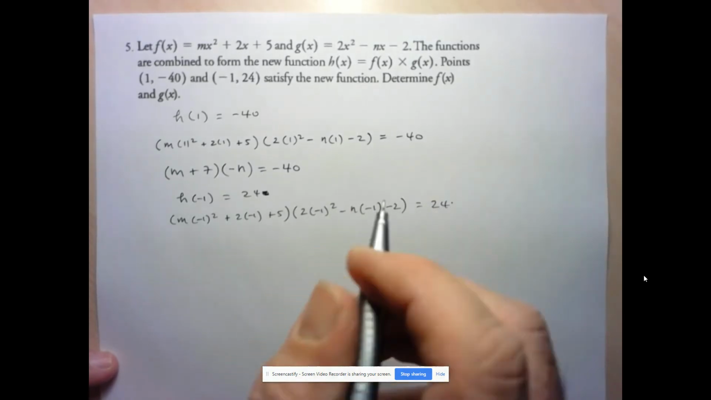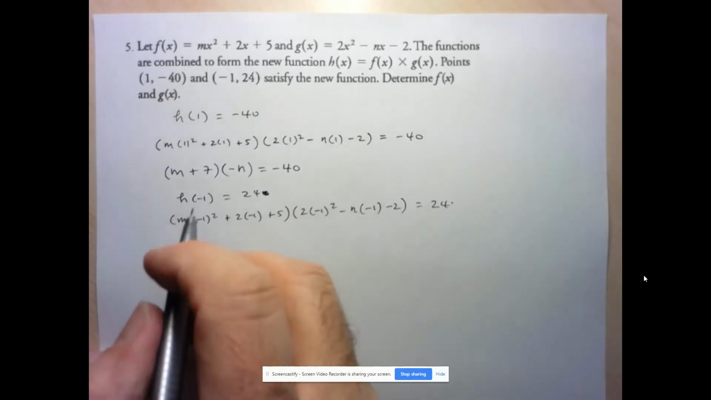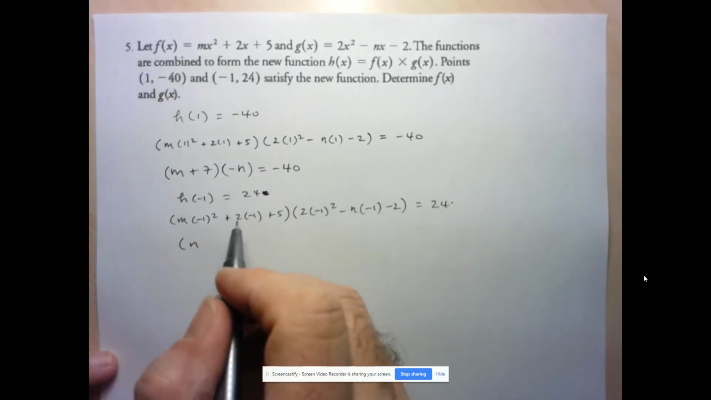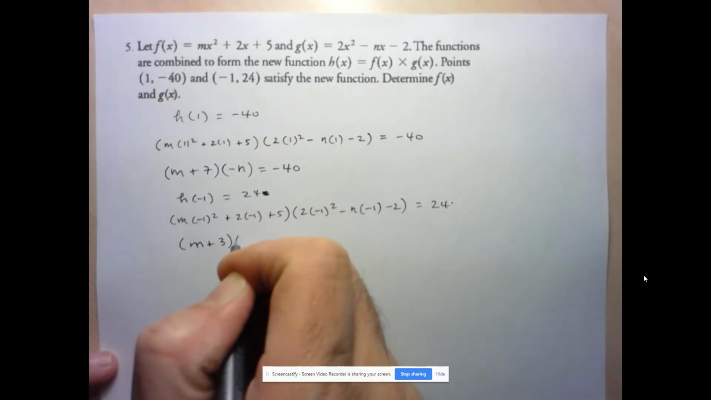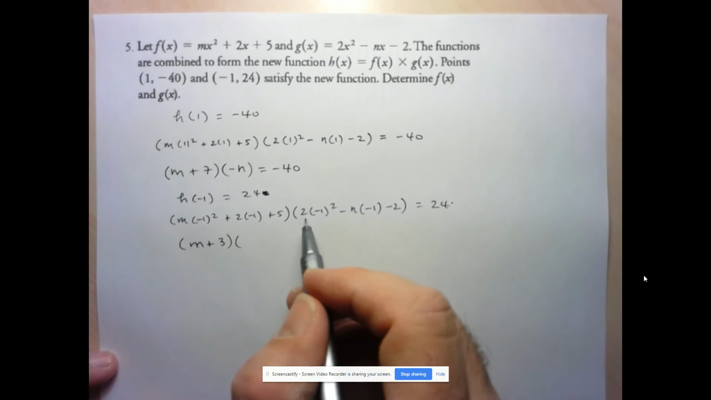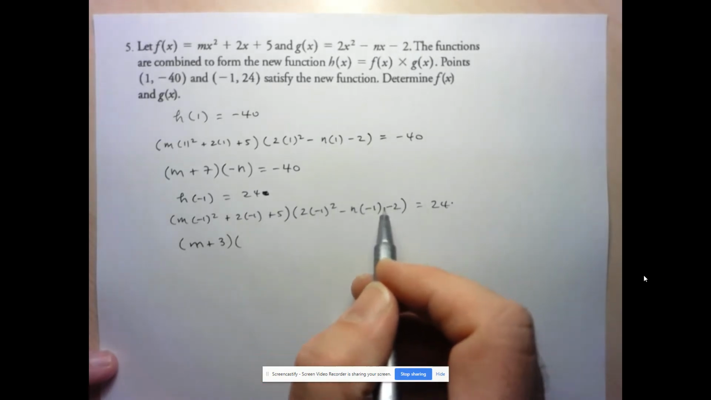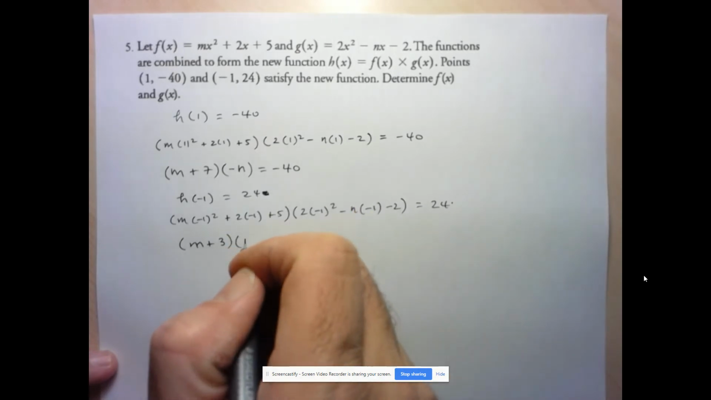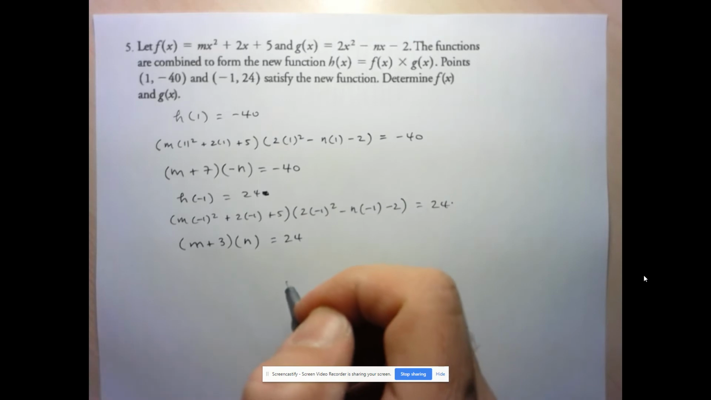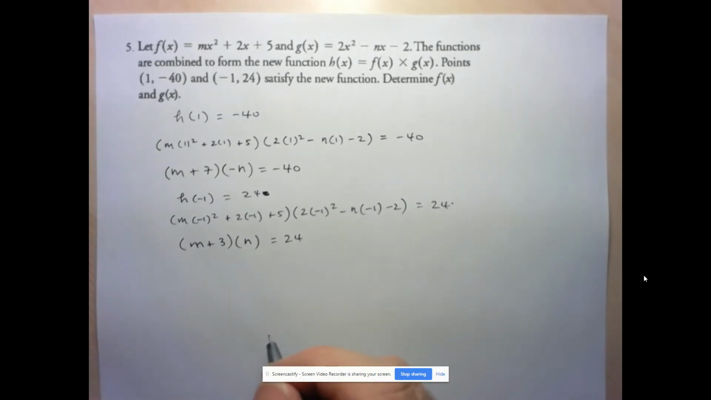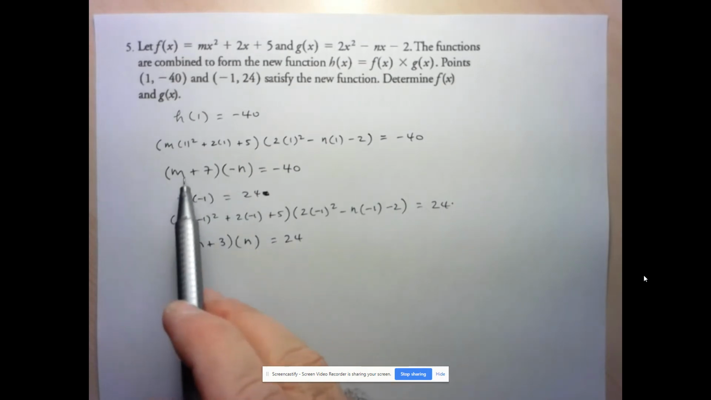Okay, so let's simplify again. This negative 1 squared is still just 1, so that's going to be m. And here I have negative 2 plus 5, so that's plus 3, so m plus 3. And here I see that this is still going to be equal to 2, so 2 minus 2 is still 0. These two still cancel each other out, but instead I'm going to be left with positive n, equals 24.